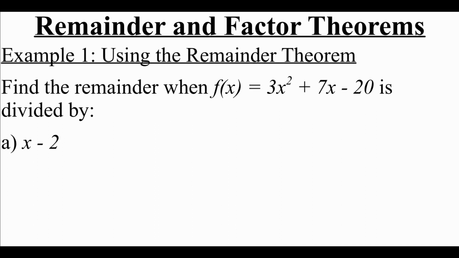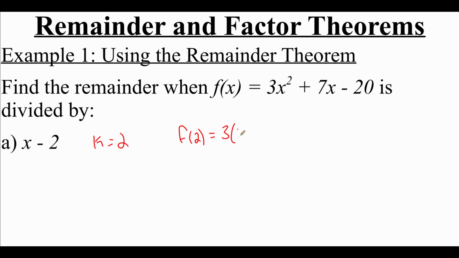So let's say we were looking at this example where we wanted to take f of x equals 3x squared plus 7x minus 20, and we want to divide it by x minus 2, but we want to figure out what its remainder is going to be. So then what we can do is, looking at this x minus 2, that would mean that our k value is 2. So if we want to find the remainder with this k value of 2, then all we need to do is take that and plug that into our function. So we're going to look at f of 2.